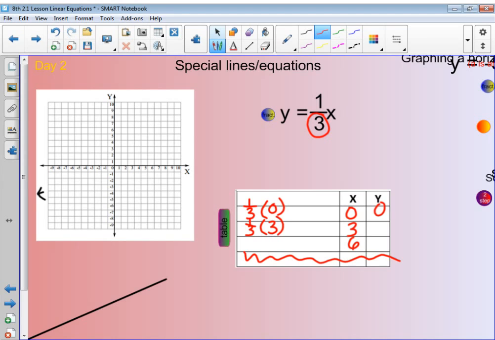Now, if you're not comfortable with a third of 3, you could also substitute in your x as the top number. So really it would look like this. If it's a 1, I could look at it like this. So if I wanted to substitute 3 in here, we could do 3 divided by 3.